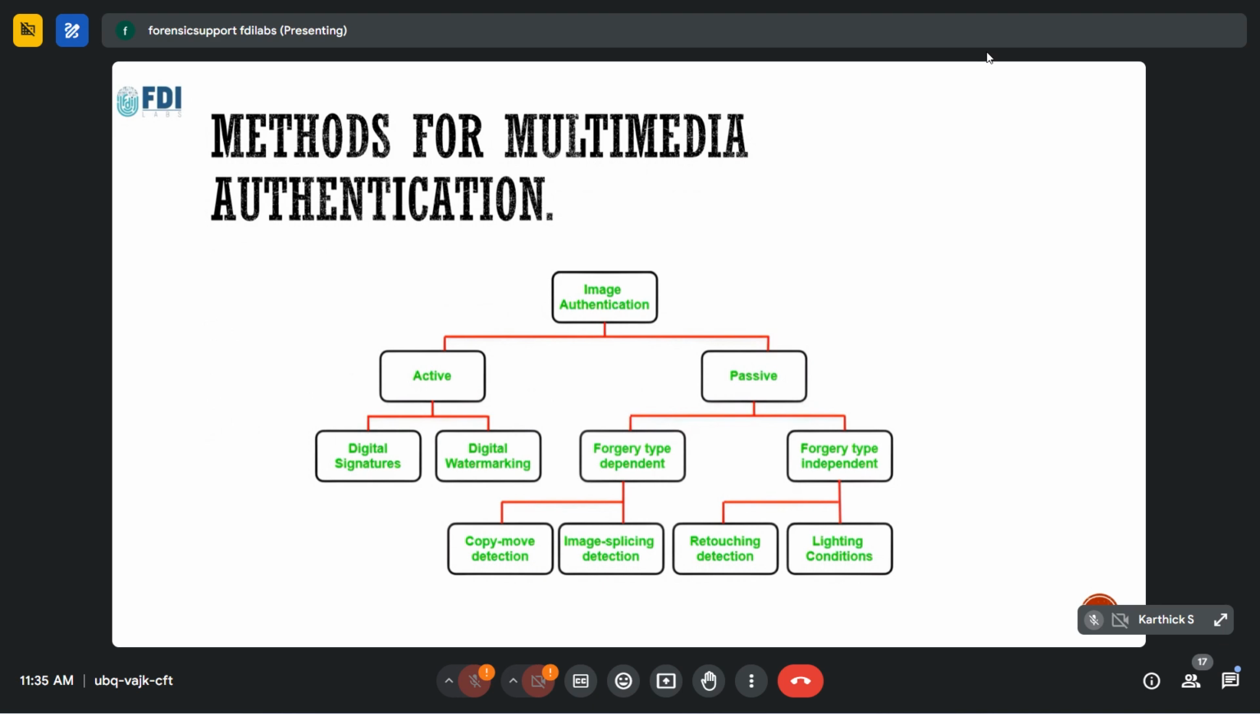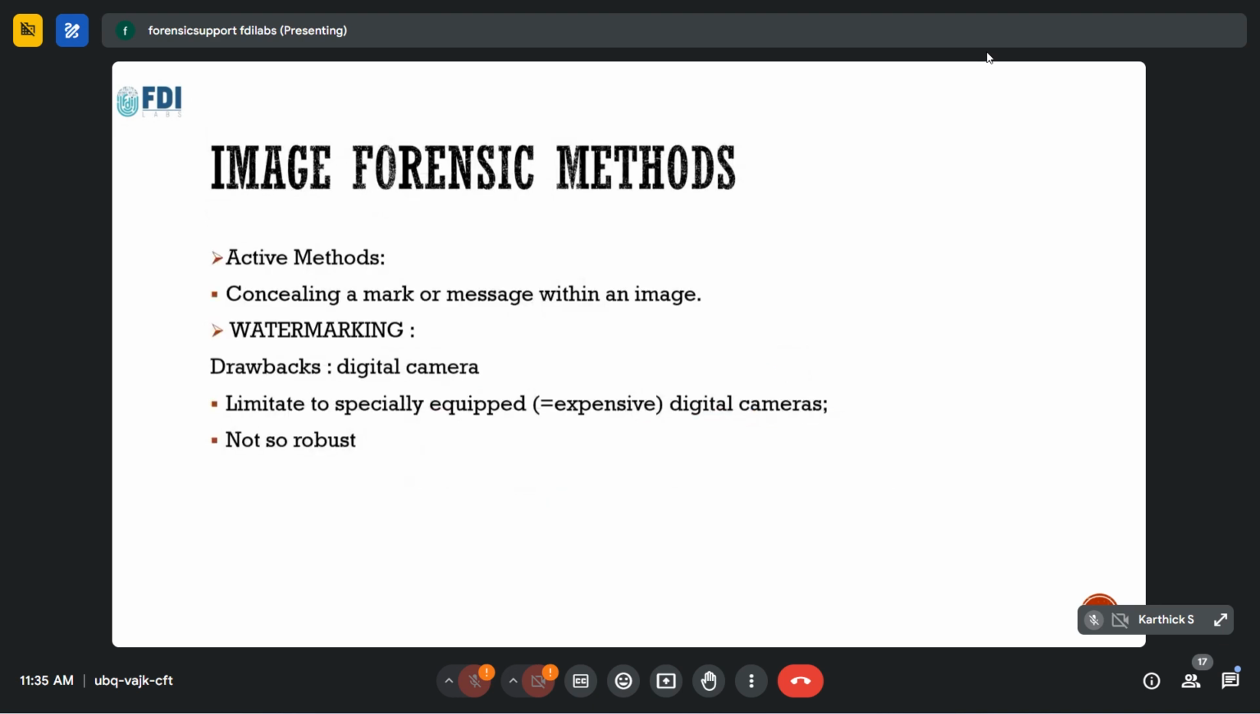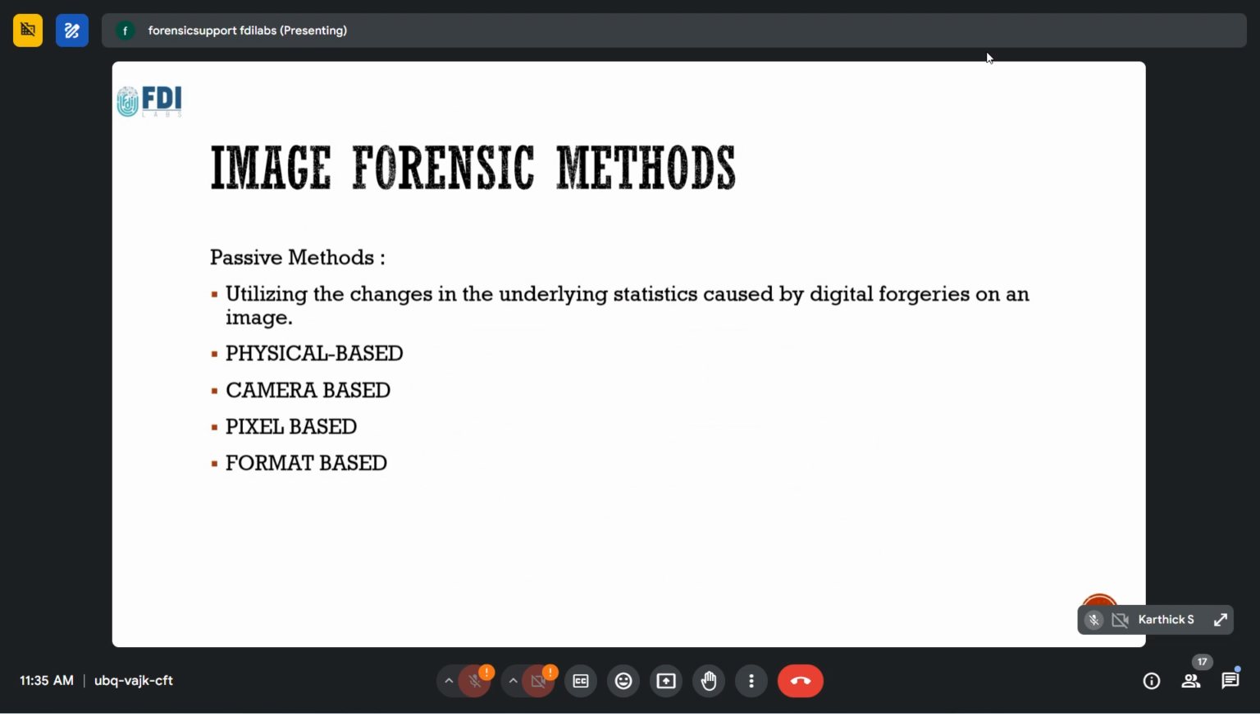And here we see that there are two methods, active and passive. So what is the active method, and what are the drawbacks of the active methods, and what are passive methods, and what are the forgeries taking place, and how are passive methods used in image forensic contents.